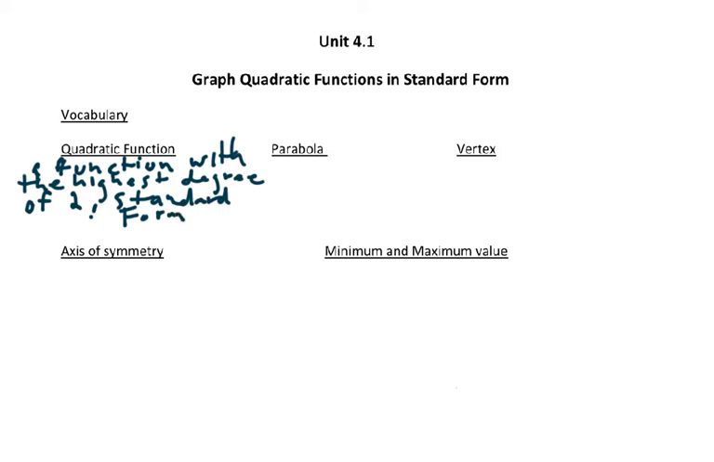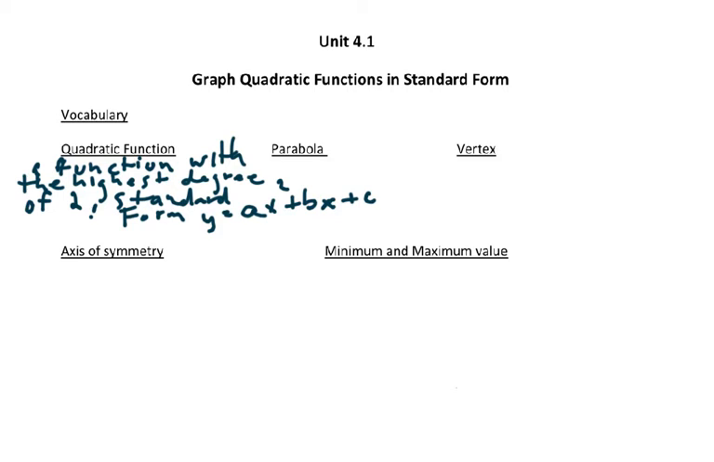Standard form is going to look like this. It's y equals ax squared plus bx plus c. That is standard form. So it's a function with the highest degree of 2 and can also be written in standard form, which is y equals ax squared plus bx plus c.